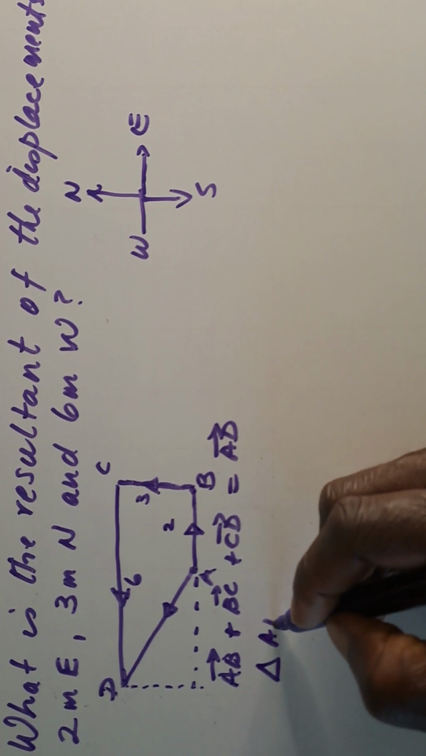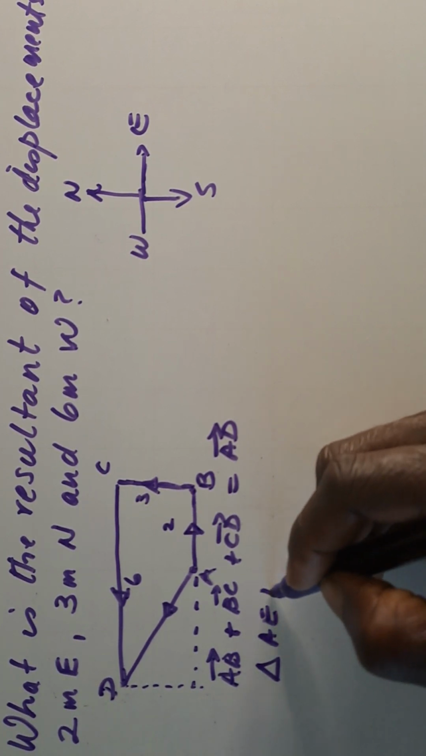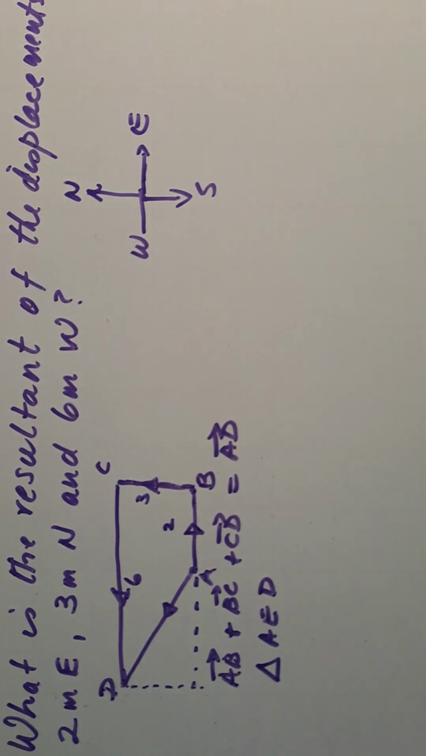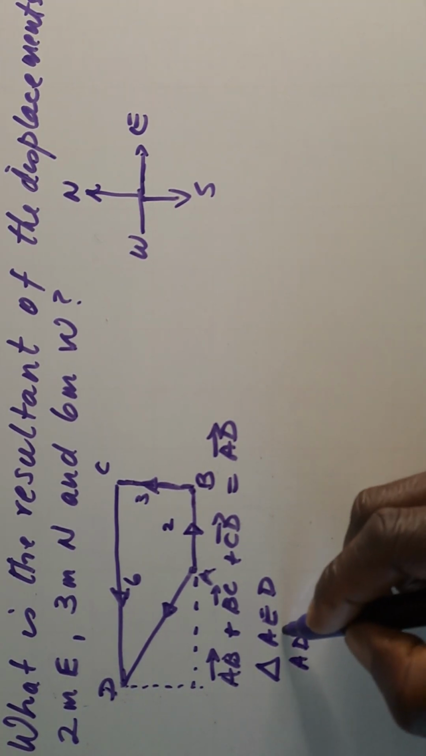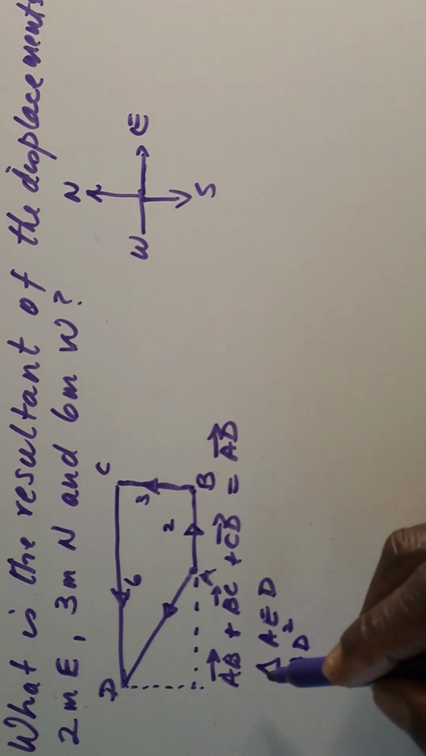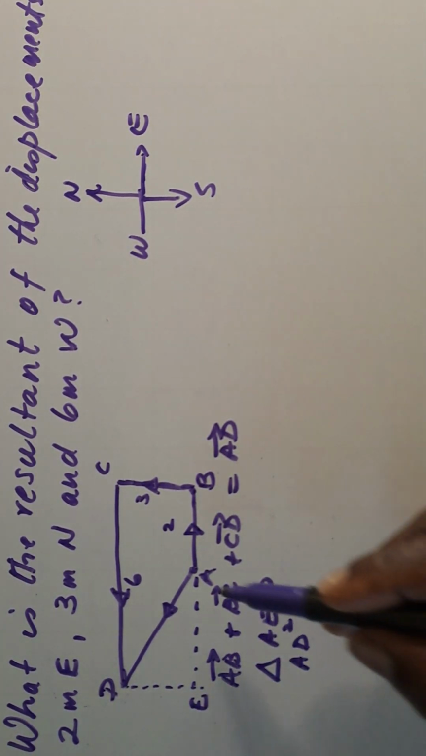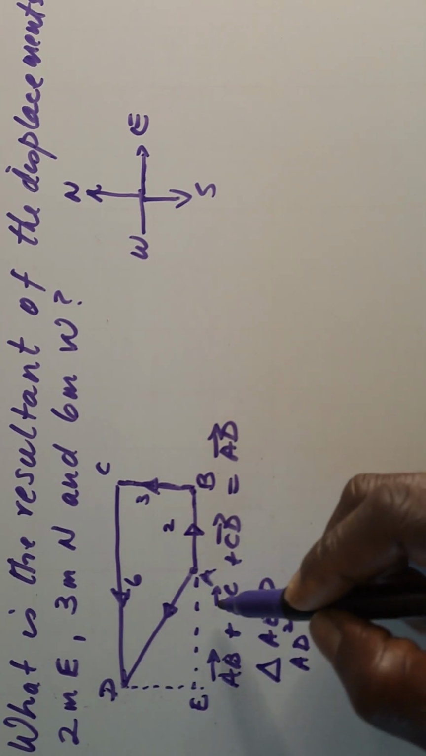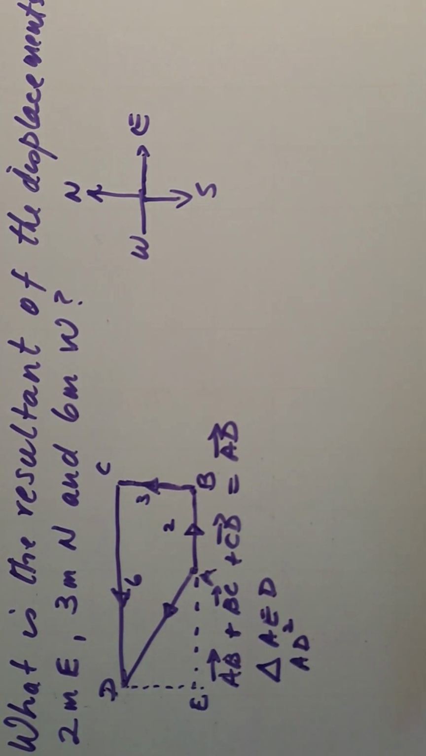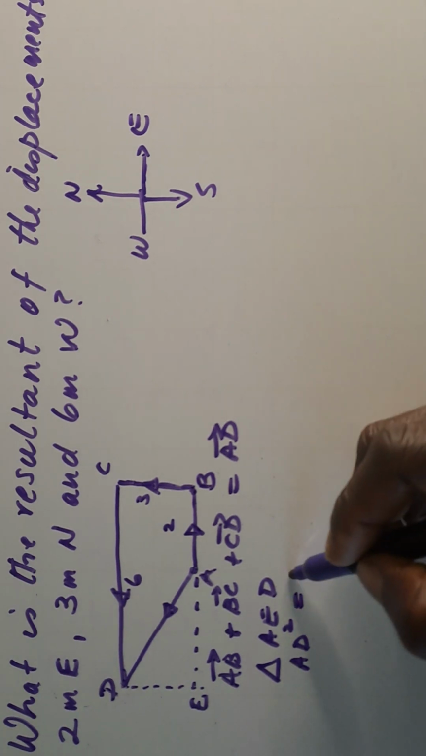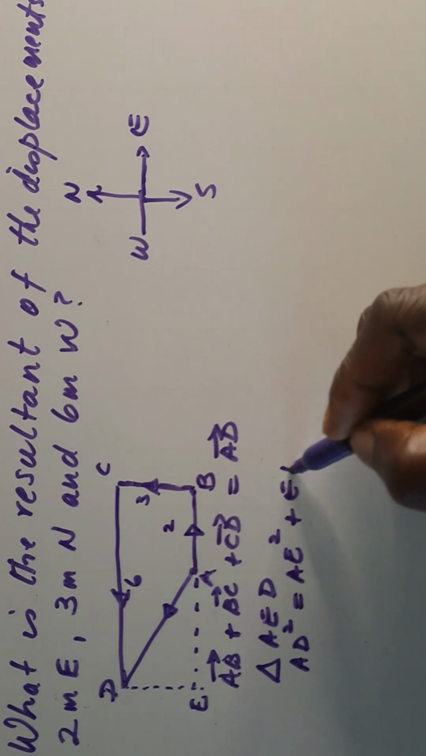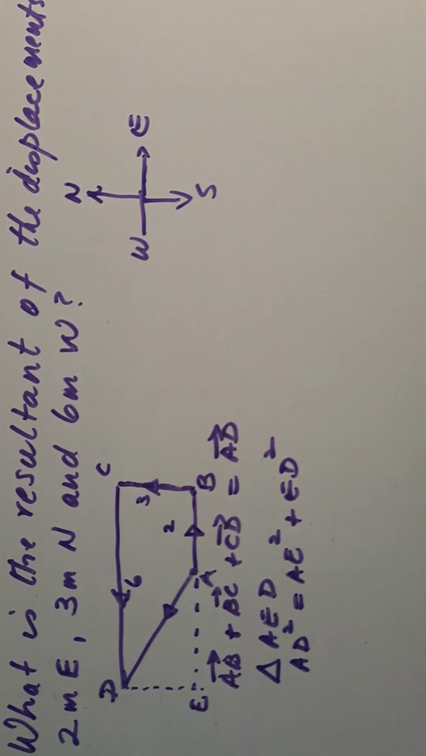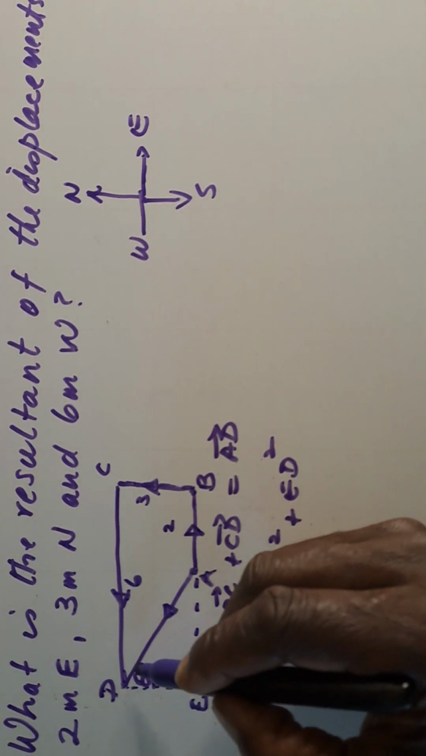Now if we look at angle AED, we have that AD squared. So I forgot to put E here. So we're talking about this AED. AD squared is equal to AE squared add ED squared, Pythagoras' theorem, for this angle theta.